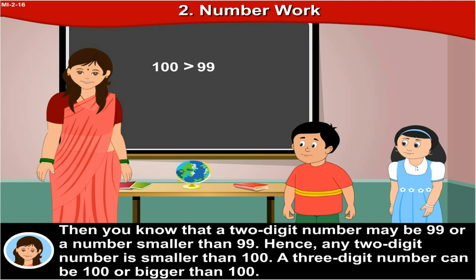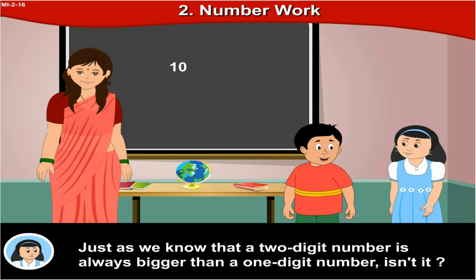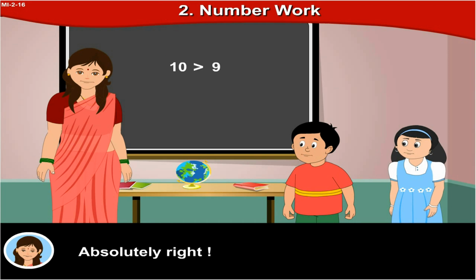Then you know that a 2-digit number may be 99 or a number smaller than 99. Hence, any 2-digit number is smaller than 100. A 3-digit number can be 100 or bigger than 100. Oh, this tells us that a 3-digit number is always bigger than a 2-digit number, isn't it? Just as we know that a 2-digit number is always bigger than a 1-digit number, isn't it? Absolutely right.